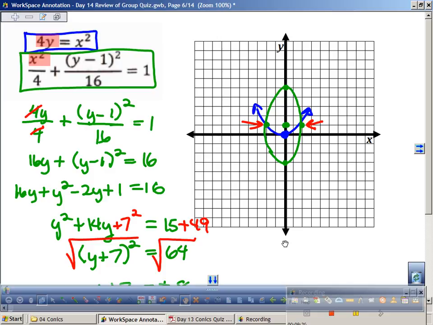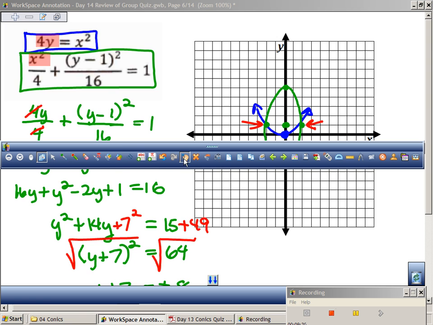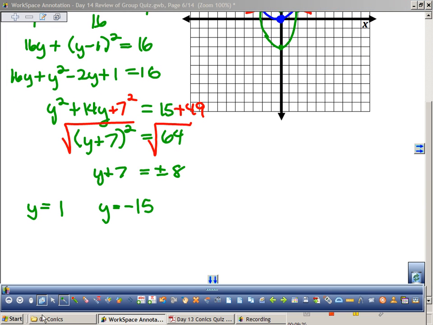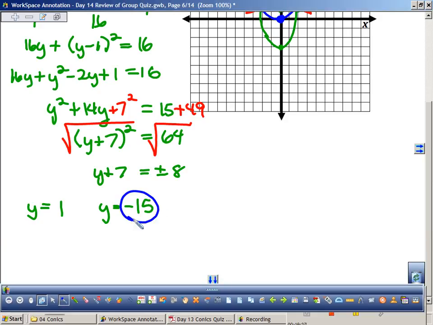But if you didn't realize that, and realize that it's an extraneous solution, you could always, please shut that door, you can always plug it back into the original.